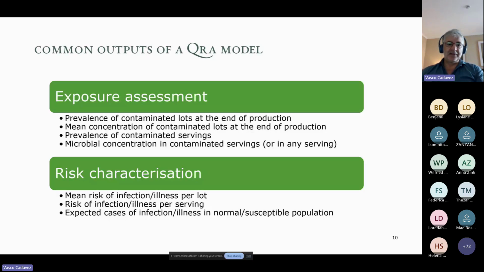Okay, and finally we can have what we call risk characterization. Taking these data of exposure assessment, then we can have the mean risk of infection or illness per lot, for example, risk of infection or illness per serving. So we can express the data in different ways and according to different situations, according to the interpretation that we want to give to the results.